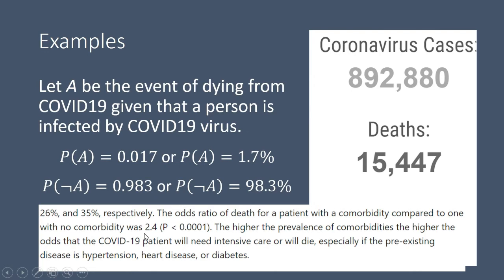Because if the odds are the same, then the probability of someone who has a health issue divided by the probability of someone who has no health issues is going to be 1, because they are the same. But look at this. The odds ratio is 2.4. So it becomes double. If you have hypertension, heart disease, diabetes, your probability of dying if you had been infected by the virus is doubled.